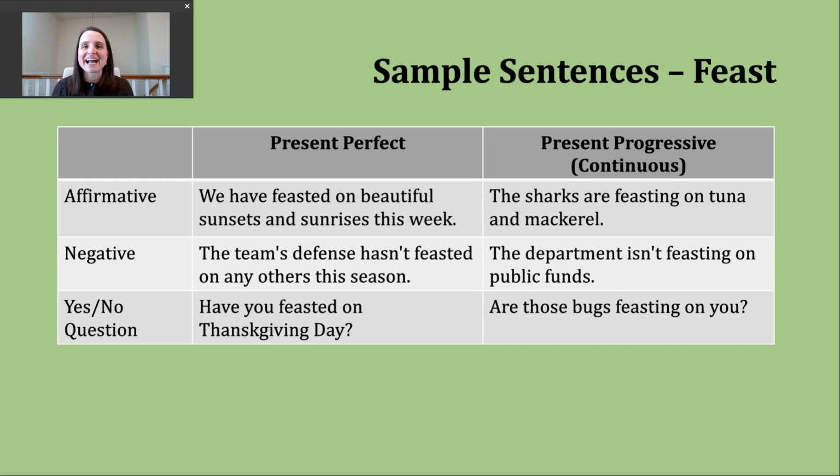Finally, if you want to make a yes or no question in the present progressive, you're going to start with a form of be, whichever form matches your subject. The subject comes next, and then we'll use that ing form of the verb. Here's an example of a yes or no question in the present progressive. Are those bugs feasting on you? So here it might be asking, right, if someone's getting many bug bites, and that idea of connecting biting with a bug feasting on some part of your exposed body.